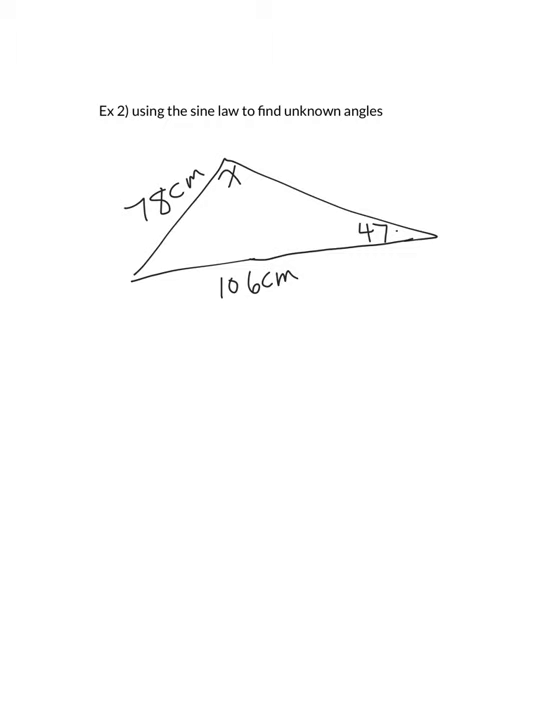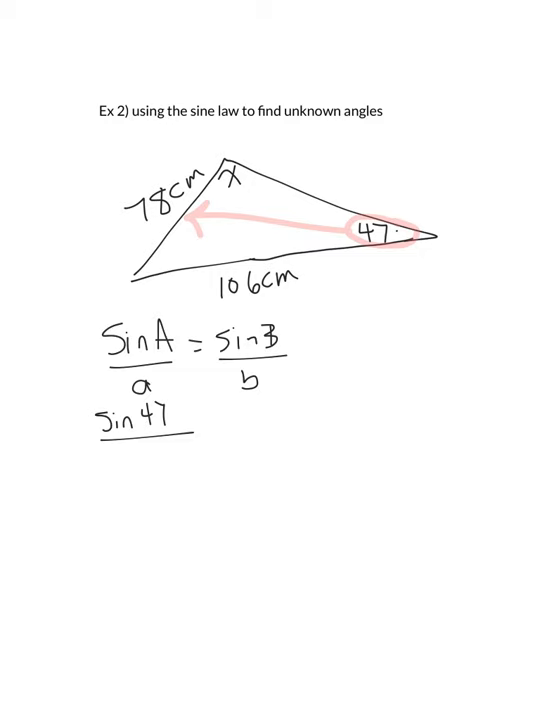Again, for this question, I do know a pair, so I have an angle of 47 degrees here, and I know its matching side length of 78, so I can go ahead and write out my formula. Sine of A over A is equal to sine of B over B. Now I can go ahead and plug in my information. Sine of 47 divided by 78 is equal to sine of x divided by 106.